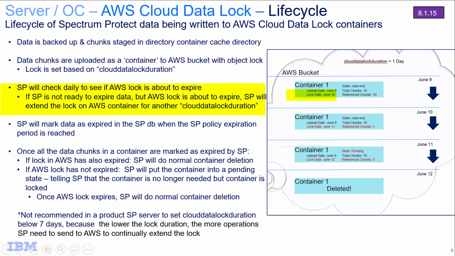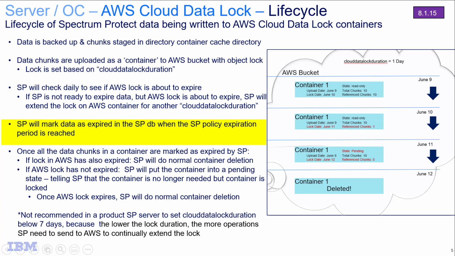Spectrum Protect will check daily to see if that lock that was placed on the containers inside of the AWS buckets is about to expire. And if it is about to expire and there is still valid Spectrum Protect data inside of those containers, Spectrum Protect will extend the lock for another cloud data lock duration period.